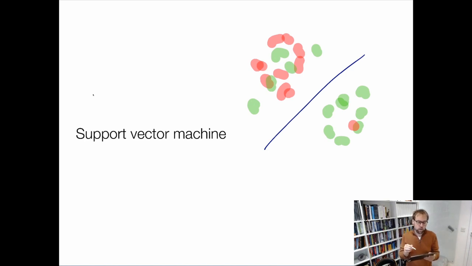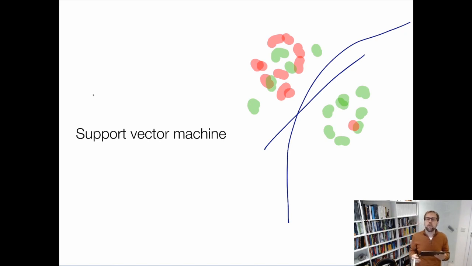Now when we go to support vector machines, we now allow this classifier to be non-linear. For example, in this case it might be a function which looks like this. So support vector machines are the non-linear extension of support vector classifiers.